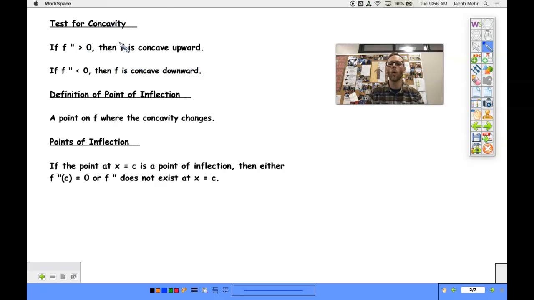Now, where concavity changes is called a point of inflection. Let me just draw something where the concavity changes. Notice here it's concave down, here it's concave up. The place where it changes, and I'm going to say that's right about there in my rough sketch, where it changes from concave down to concave up, is called a point of inflection. And a point of inflection happens where the second derivative equals 0, right?